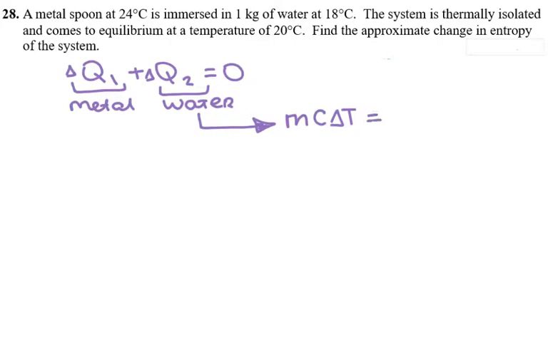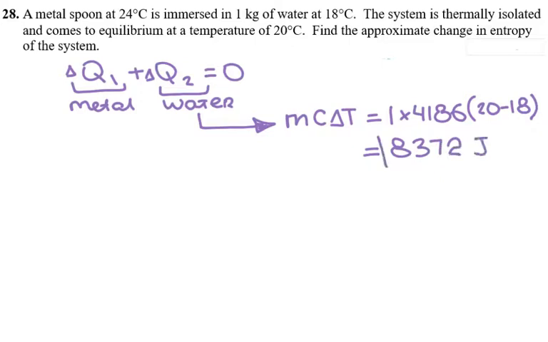So the mass of the water is 1 kilogram, and the specific heat is 4186. That's the number that is good to remember. The final temperature minus the initial temperature of the water will give me how much energy the water gains from the spoon that loses the energy. And that number is 8372 joules of energy. So that's how much energy is lost by the spoon. So I can calculate by how much the entropy of the spoon changed.